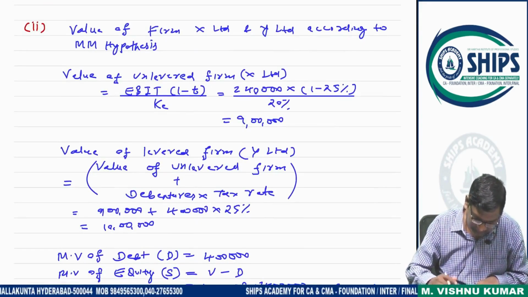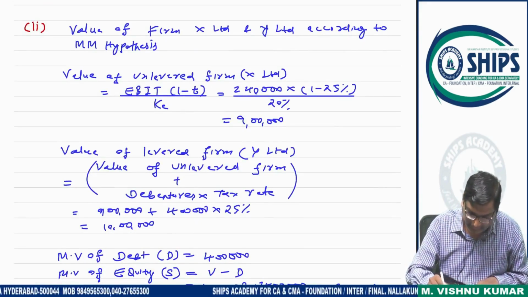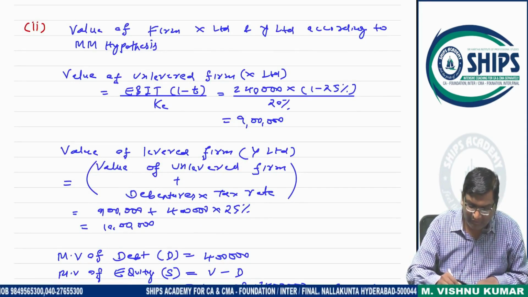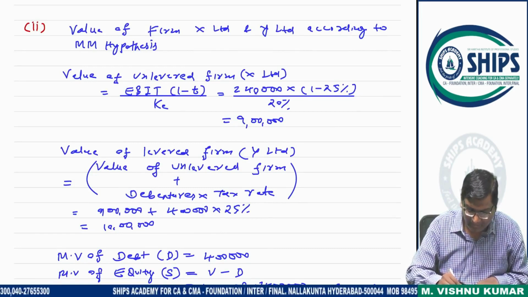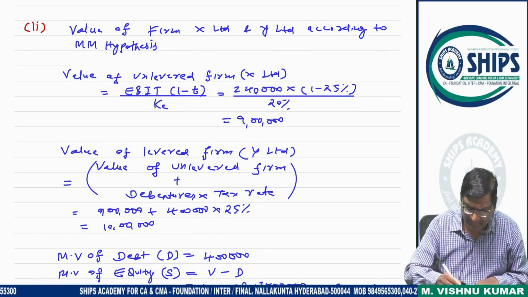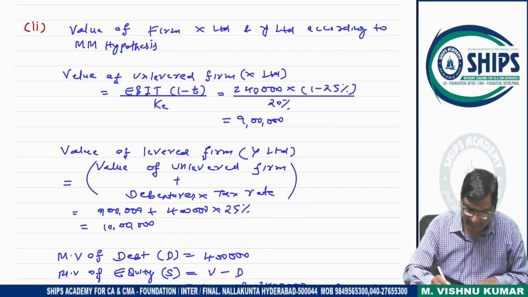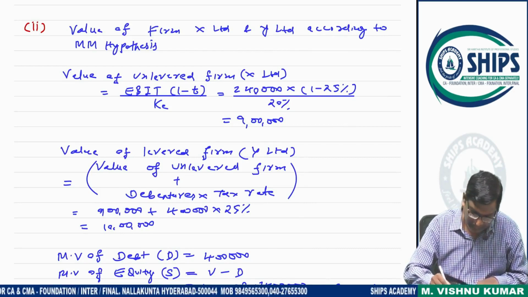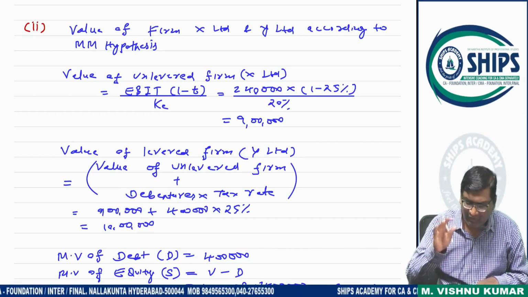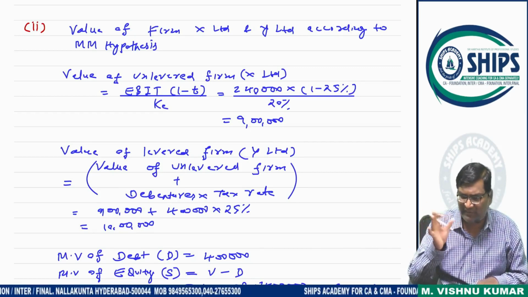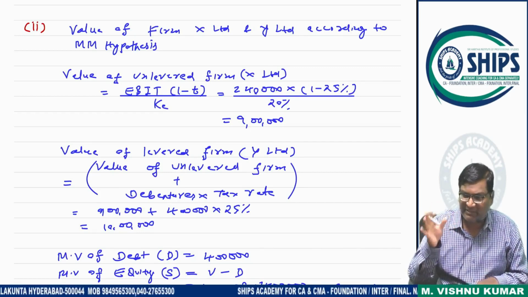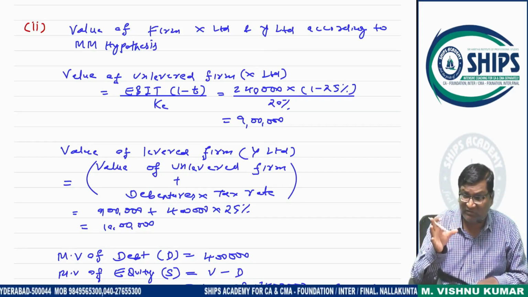Now concentrate. Value of firm X and Y according to the hypothesis. Value of unlevered firm is what? EBIT into 1 minus tax rate divided by cost of equity. Very simple, net income by cost of equity. So net income is EBIT into (1 minus tax rate) by 20%, which is 9 lakhs. Now the value of the levered firm is the unlevered firm plus tax benefit. So unlevered firm 9 lakh plus tax benefit. The debenture is 4 lakh rupees and tax percentage 25, so tax benefit is 4 lakhs into 25%, which is 1 lakh. So 9 lakh plus 1 lakh, 10 lakh is the value of the levered firm.